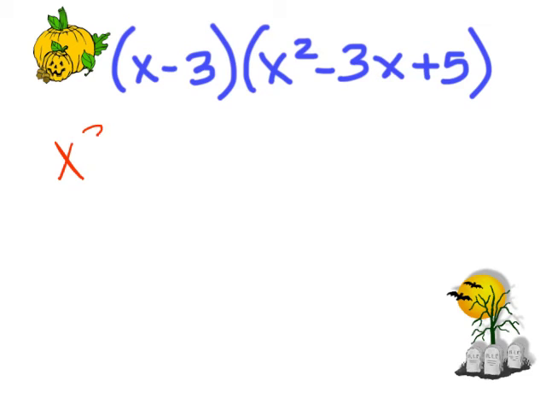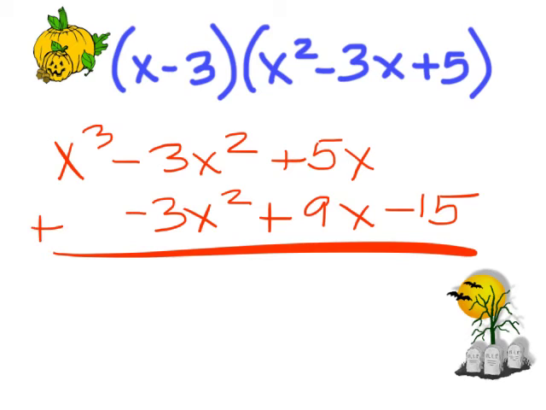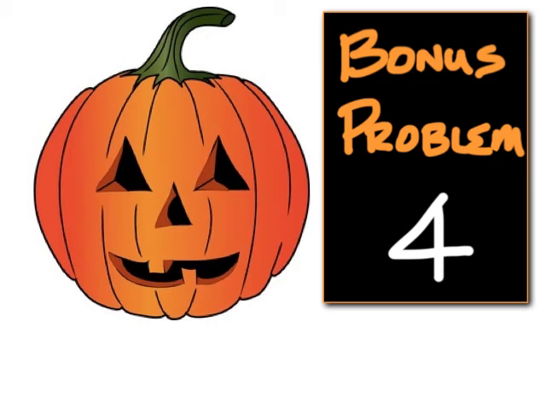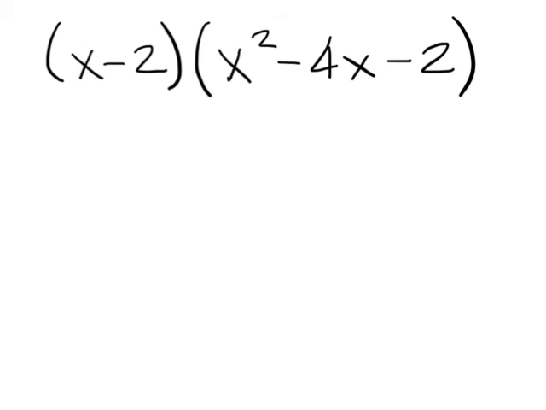The answer for the practice starts off with x to the third minus 3x squared plus 5x, and then we're going to have negative 3x squared plus 9x, and then minus 15. If you add this all together, you should get x to the third minus 6x squared plus 14x minus 15. Answer should be negative 11 on the bonus.